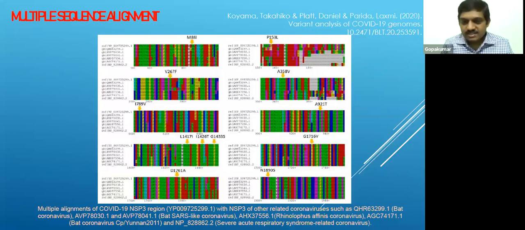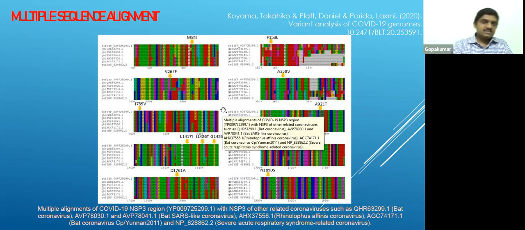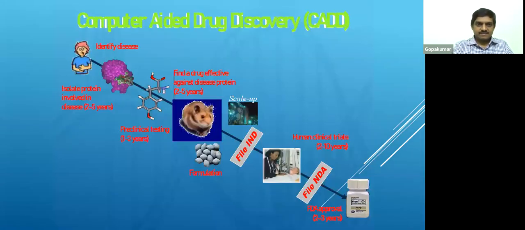This diagram I have taken from a paper in 2020, which was published on COVID-19 genomes itself. It's a variant analysis of the COVID-19 genomes. So we can see that bioinformatics is playing a very crucial role behind all these developments. And when you come to computer-aided drug discovery, you know that developing a drug is a very challenging task, because you have to identify the disease and maybe isolate proteins involved in this particular disease.